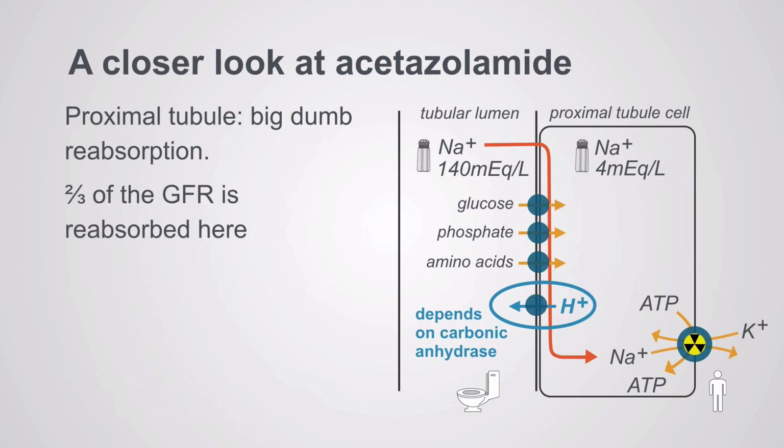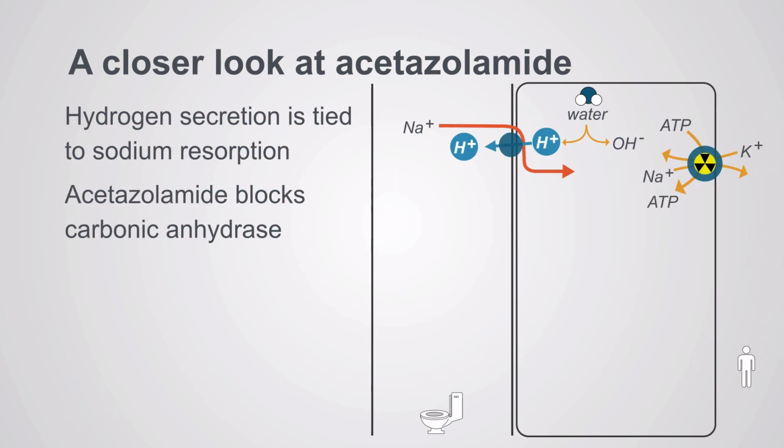When you think of the role of the proximal tubule in the kidney, think of big reabsorption. 2/3 of all the glomerular filtrate is reabsorbed here. Sodium reabsorption drives the reabsorption of glucose, phosphate, and amino acids, and it also drives the secretion of hydrogen ions. That secretion of hydrogen ions is dependent on carbonic anhydrase, and that's what we're going to be focusing on with acetazolamide. So let's take a closer look at how acetazolamide works at the cellular level.